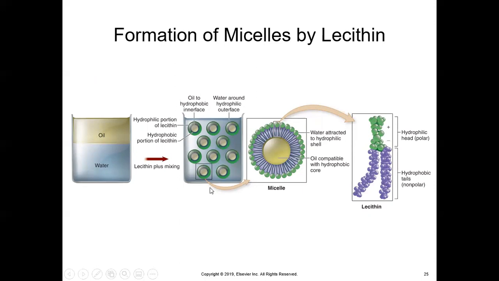This is the process of emulsification. You have a product called lecithin, and lecithin starts off here. This is lecithin. Lecithin has a hydrophilic head, which is polar. Hydrophilic means it likes water. And it has a hydrophobic tail. Hydrophobic means it doesn't like water.